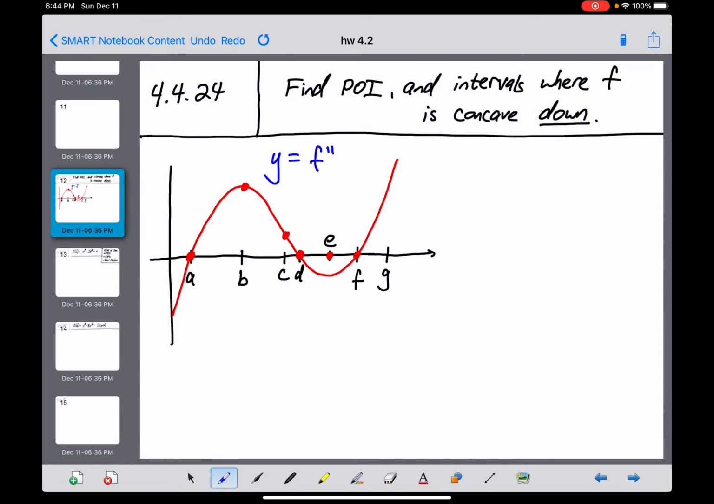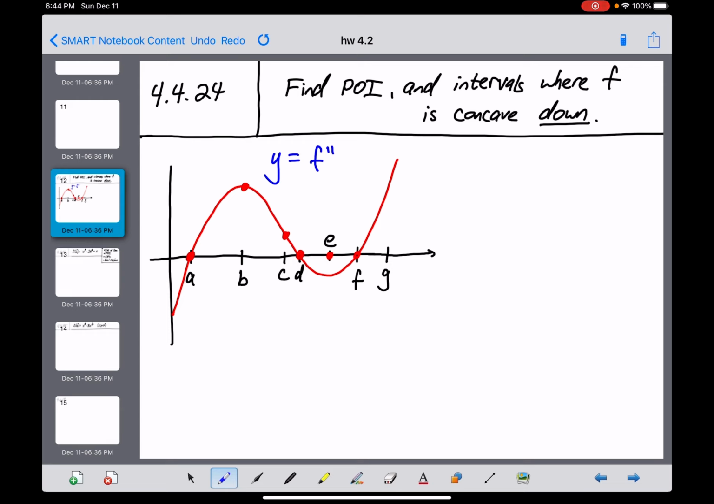Okay, so someone wanted to see problem number 24 worked out, and this was the third of three problems in a row that all dealt with this same figure. In the book, it's figure 19. It asked the same question in all three: find the points of inflection in the graph of f and state the intervals on which f is concave down.